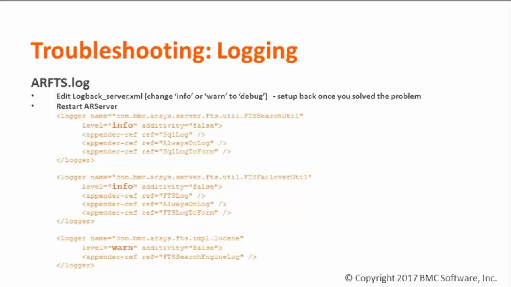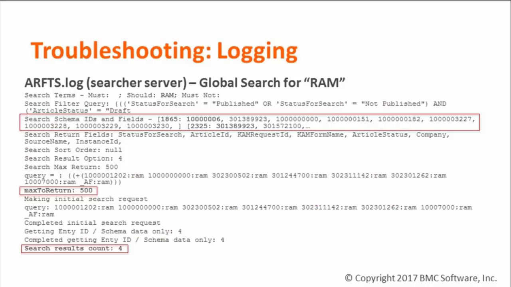So let's look at some of the examples of how you can use this log. This is an actual excerpt from the AR-FTS log from the searcher server performing a global search for the word RAM. And you can see a bunch of information here. I wanted to highlight some things. You can see the search schema IDs and field IDs. You can see here that schema ID 1865 and all the field IDs that were searched. You can also see it searched 2325 and a bunch of fields.